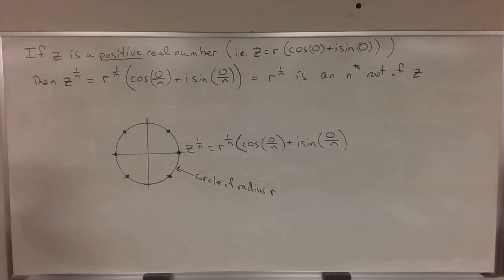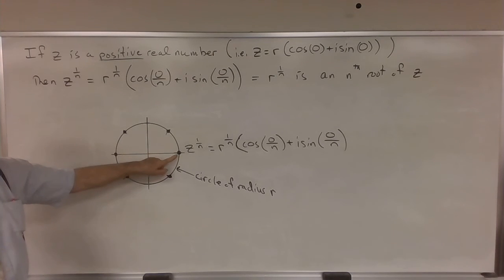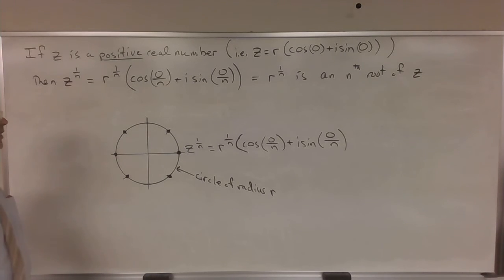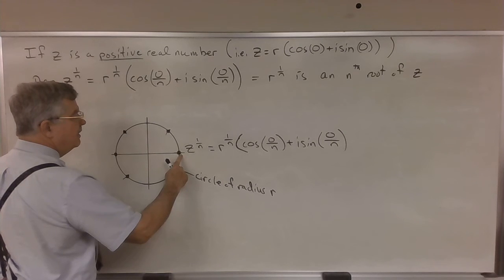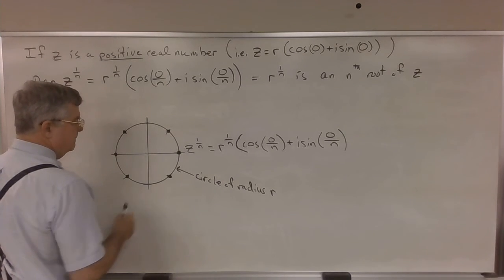So if z is a positive whole number, then all of the nth roots are going to be equally spaced around the circle. And we know what one of the roots is. It's right here, where the real part of z is 1 and the imaginary part is 0. Or in this case, real part is r to the 1 over n.